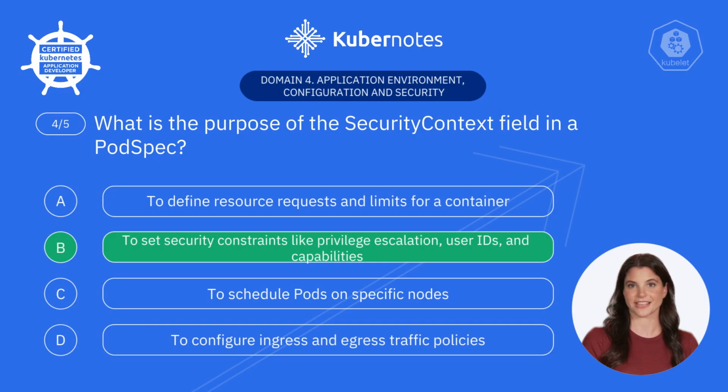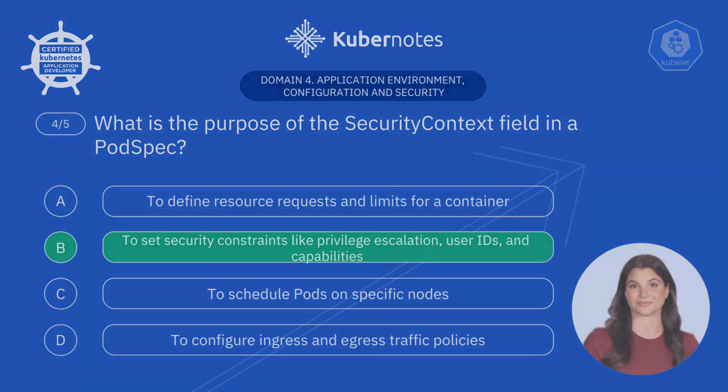Correct. It's B. To set security constraints like privilege escalation, user IDs, and capabilities. The security context field allows you to apply security configurations at the pod or container level, such as running as a non-root user or dropping unnecessary Linux capabilities.